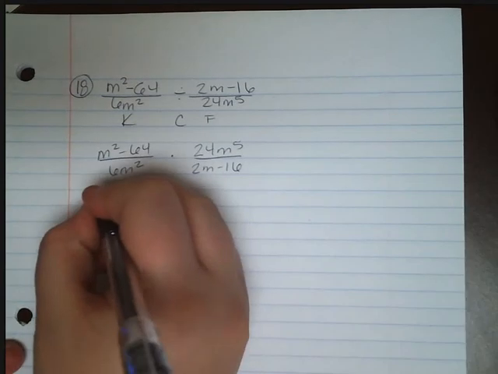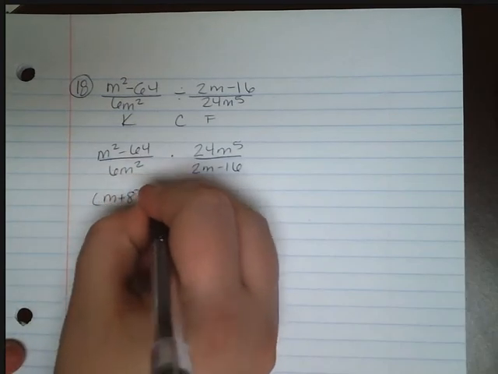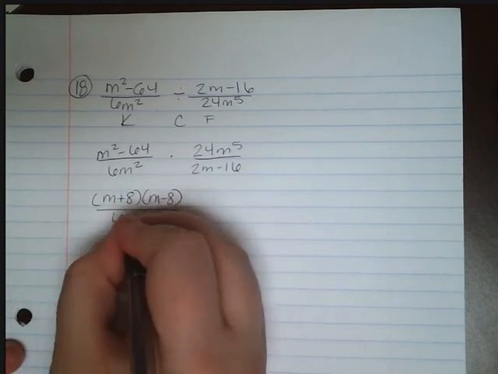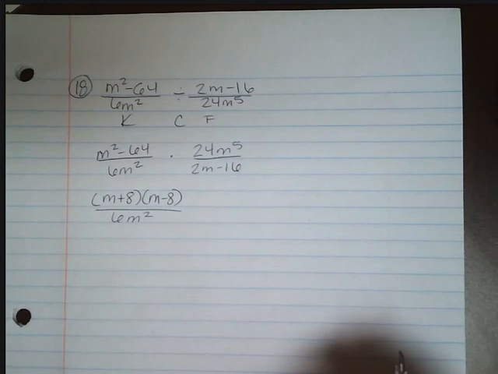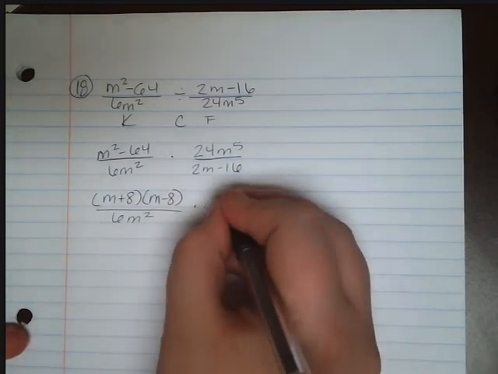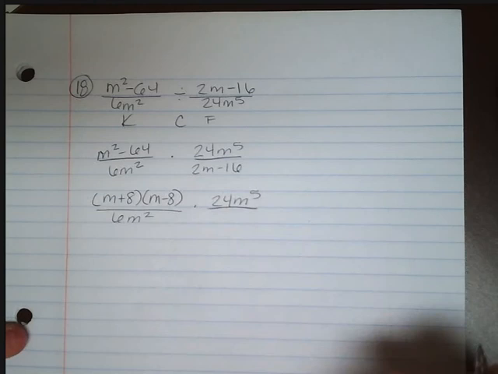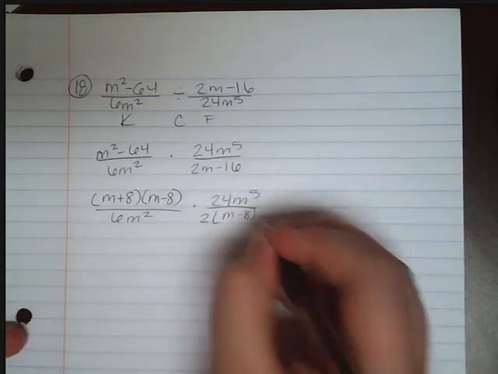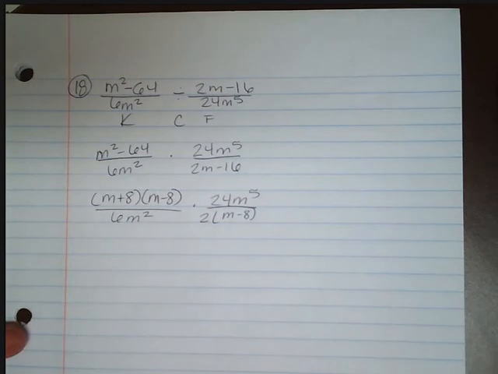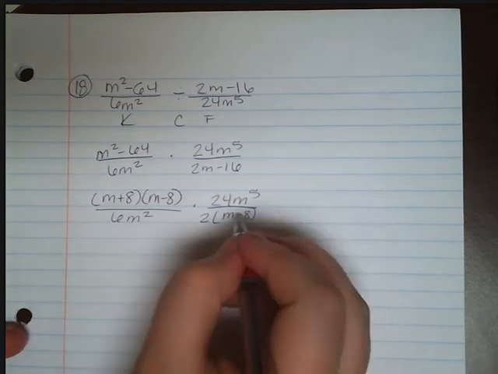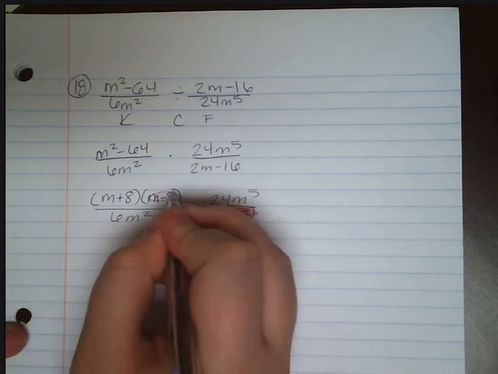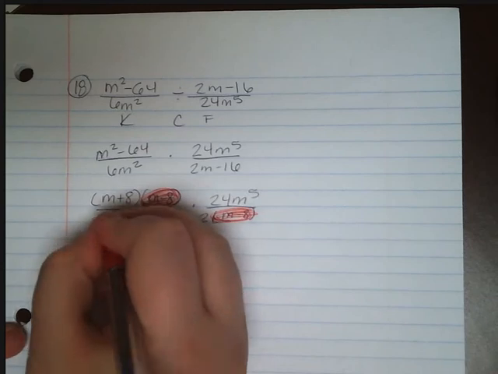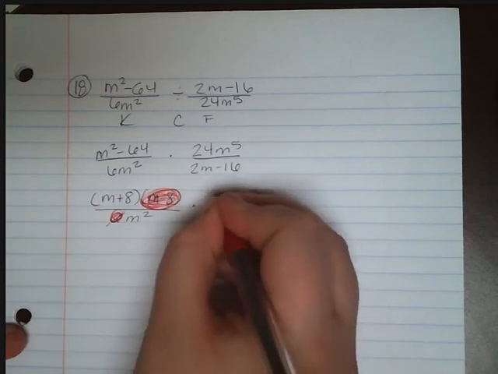So I get m plus 8, m minus 8 for here. My 6m squared stays the same. My 24m to the fifth stays the same. And I can factor a 2 out of this denominator to give me m minus 8. So my m minus 8's cancel. And then my 6 and 24 gives me a 1 and 4.